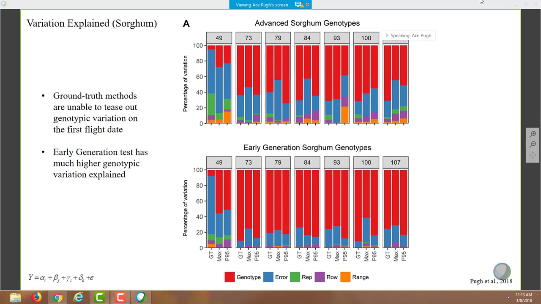Another thing to note here is that the early generation actually had way better genotypic variation explained for all measurements. Now, the reason for that, like I was saying before, is that the early generation material is a lot more variable from plot to plot because it's earlier in the breeding process. So we would expect to see these results. It follows suit that in the advanced test composed of elite material you would see a lot less being explained by genotype, because at that point your error is going up.